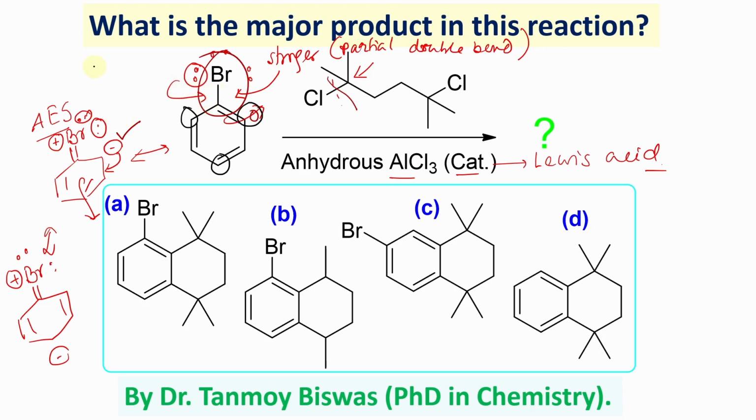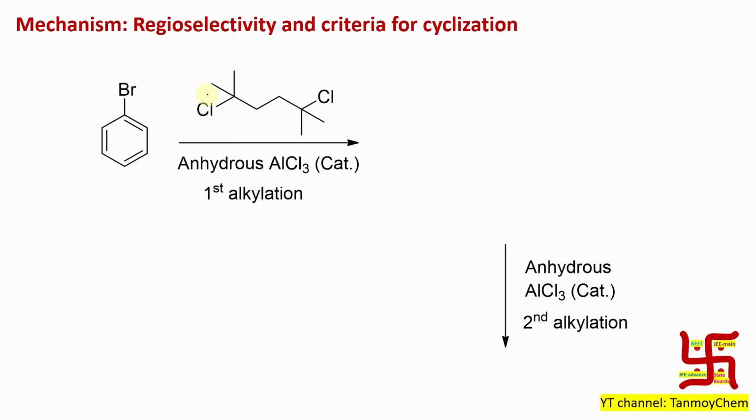Why? Because the +R effect is less efficient than the -I, meaning sigma withdrawing, because this halogen is a more electronegative atom, so its withdrawing effect, the -I effect through this carbon-bromine sigma bond, is stronger compared to its +R effect. So consequently it is overall deactivating in nature. So if aromatic electrophilic substitution will take place, that will take place at either ortho or para position, but its activity will be lesser than simple benzene. This is the conclusion. Now let's go to the main mechanism.